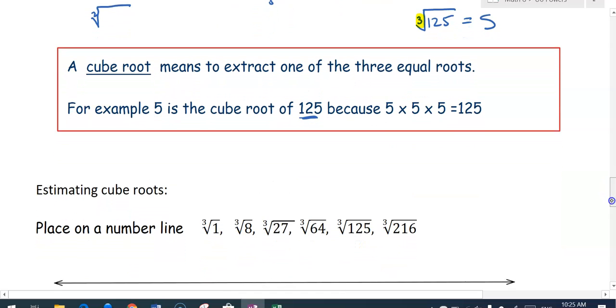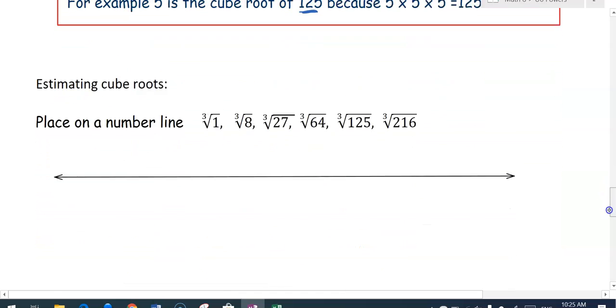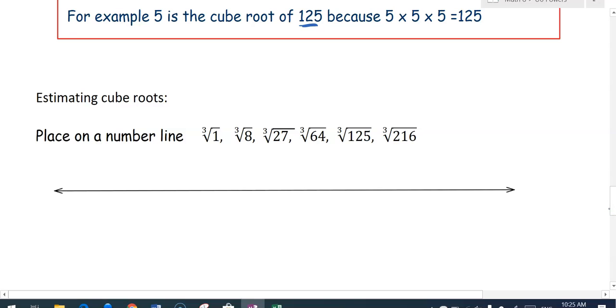All right, so let's practice. Let's place these cubed roots on our number line. All right, well, let's practice a couple other ones. What is the cubed root of 1,000? Well, 1,000 is 10 times 10 times 10. So one of those three is 10, right? So that's taking the cubed root.